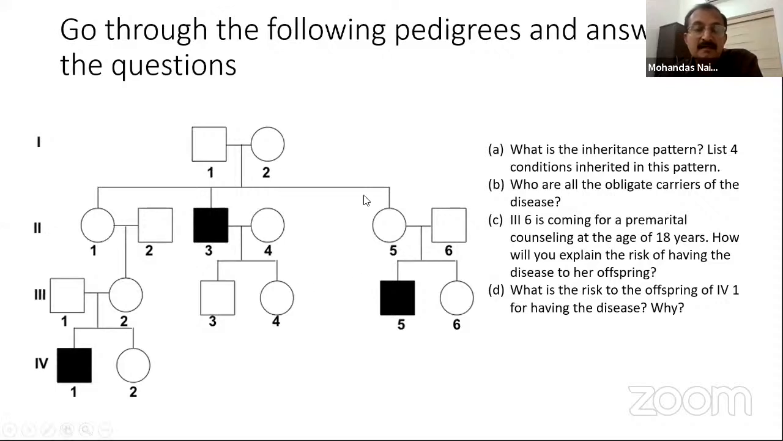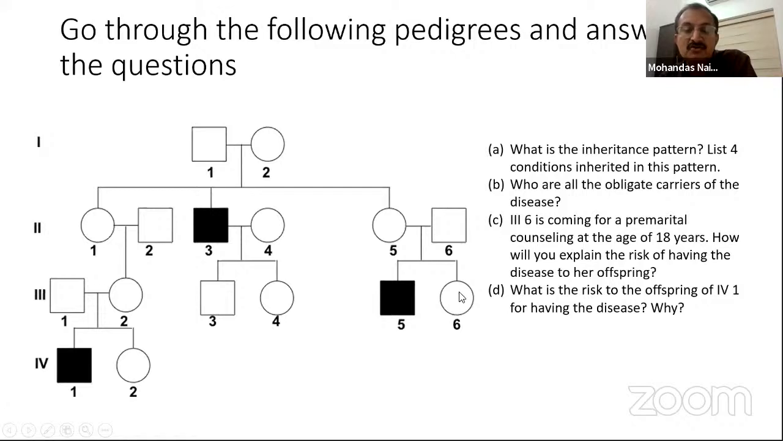And regarding the third question, the generation 3, 6. So she's not an obligate carrier. We don't know whether she's a carrier or not. So without knowing that, we cannot definitely say what is the recurrence risk to her children. Since her mother is a carrier, there is 50% chance that this lady, that is generation 3, 6, is a carrier. And if she is a carrier, there is 50% chance that her sons are affected, and 50% chance that her daughters are carriers.